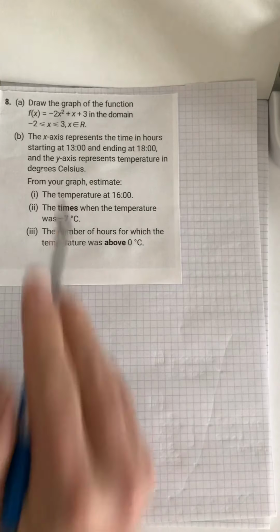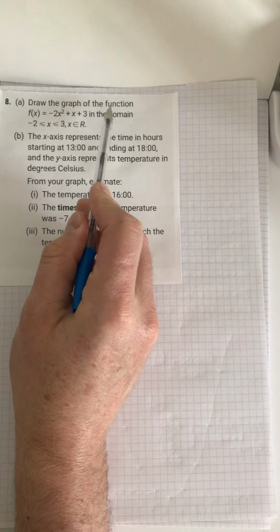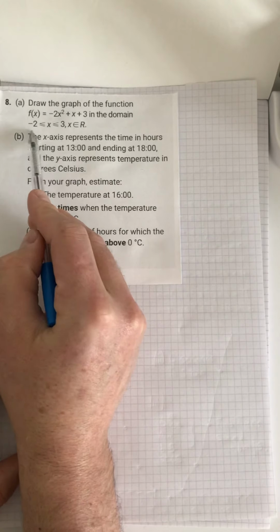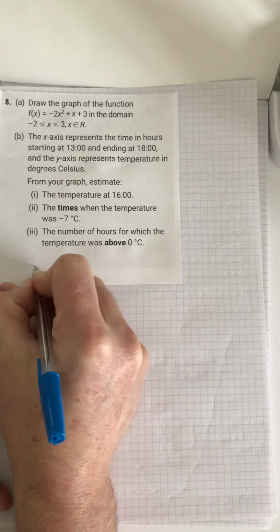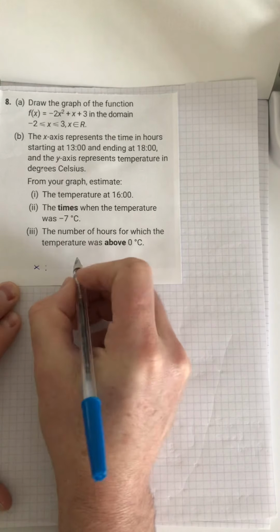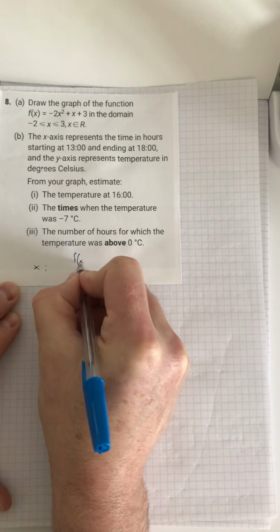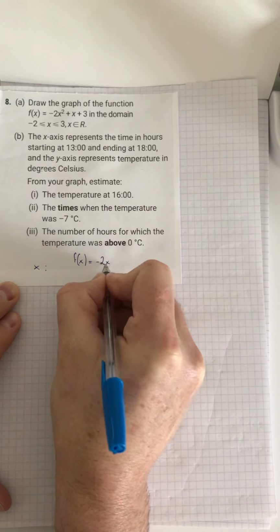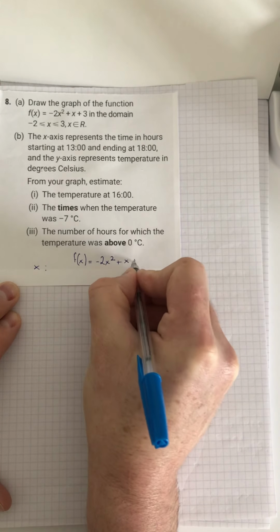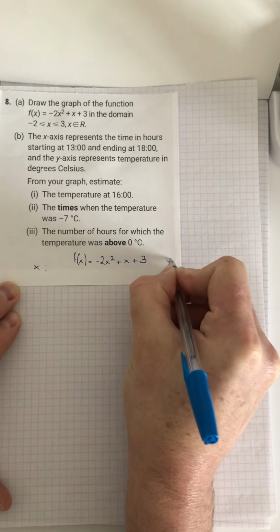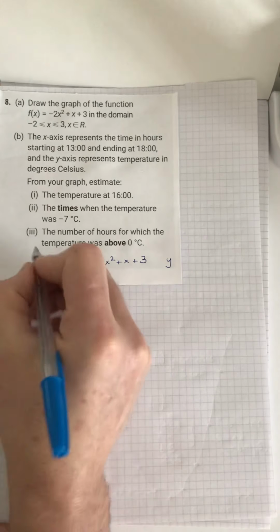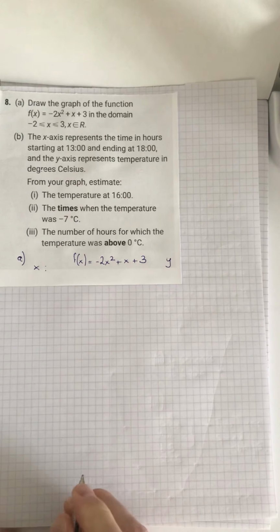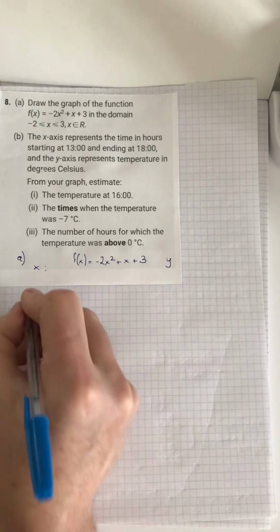So question 8, we want to draw the graph of this function between -2 and 3. So our x values, our function f of x equals -2x squared plus x plus 3, and we're going to get out our y values. So part A is all we're looking at first, okay? So part A.